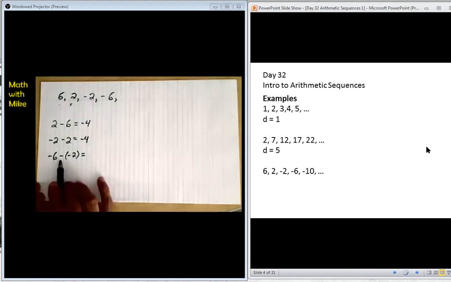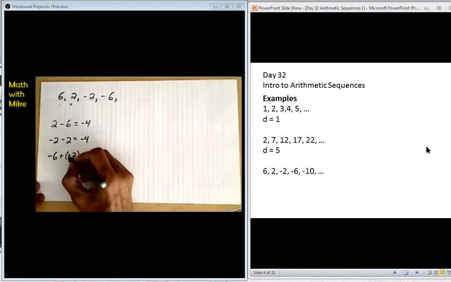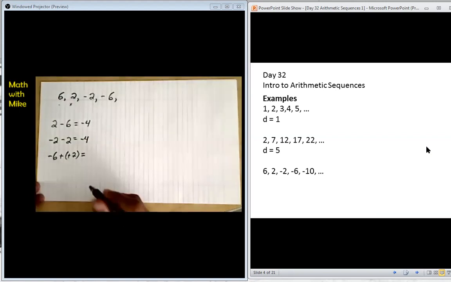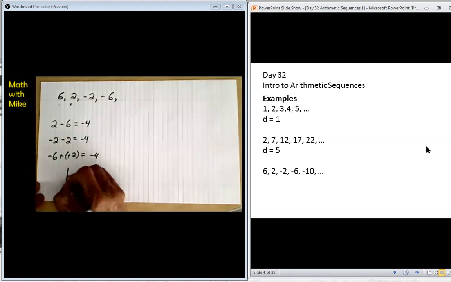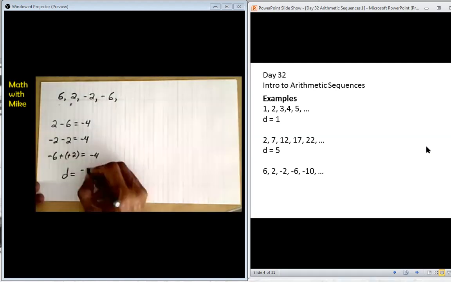What happens with these minuses? They become plus. So now I got -6 plus 2. Hopefully that's enough. -4 again, right? So the common difference for this example here is going to be -4.